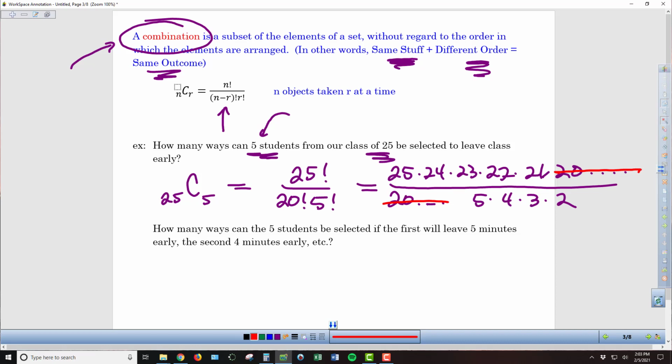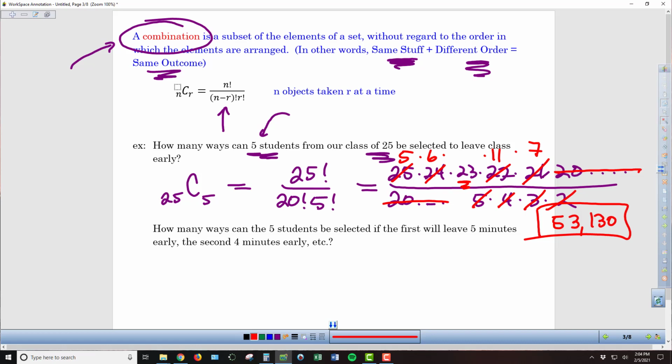And so I've got 3 goes into 21 7 times. I can say 2 goes into 22 11 times. I've got 4 goes into 24 6 times. And 5 goes into 25 5 times. So in the end, I'm multiplying 5 times 6, don't overlook the 23, times 11 times 7. Multiplying that out, we get a total of 53,130 different ways that we could select 5 students from a class of 25. Again, this is under the condition that the order in which we pick the students doesn't matter.